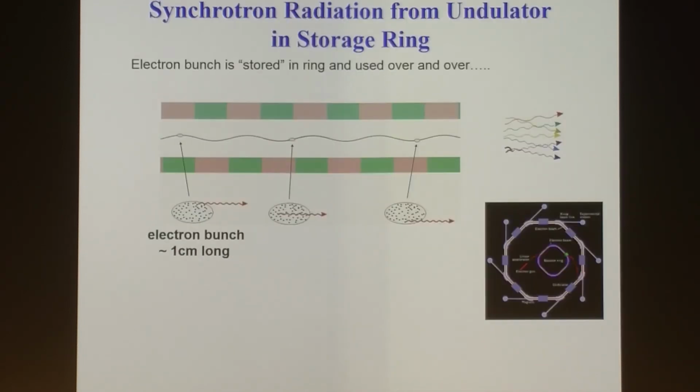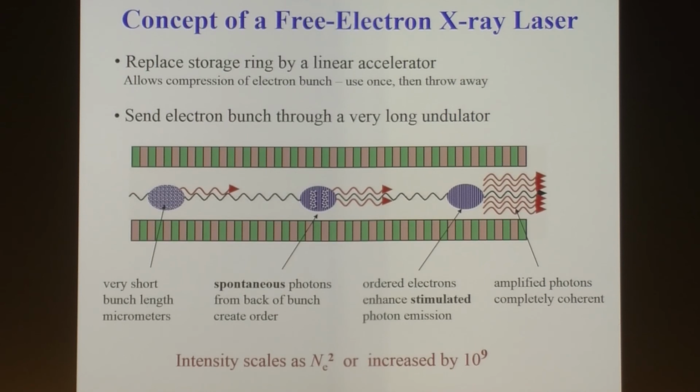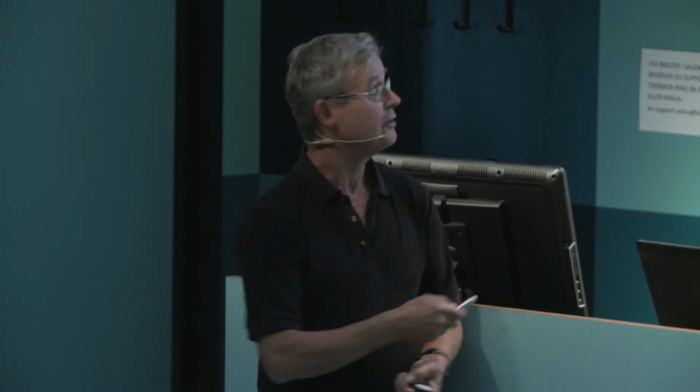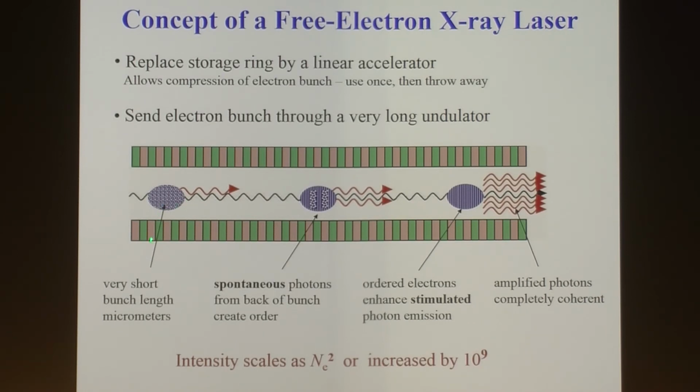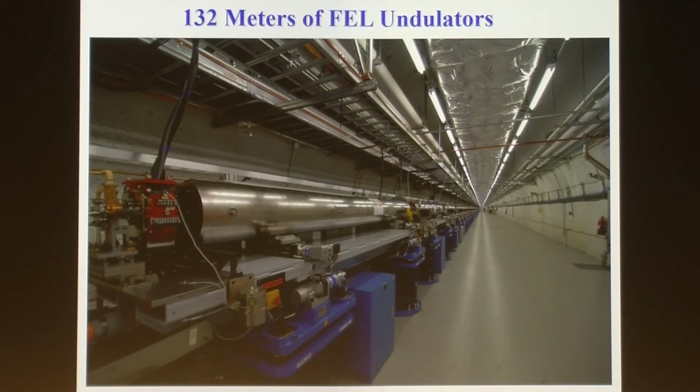5 to 500 femtoseconds. Now, the difference here, this would be what I showed before, the undulator, where you have north pole, south pole, and reverse. You inject the electrons, and they start to emit light. In the free electron laser, you have a very long undulator and shorter bunches of electrons. You get the emission, but then the emission starts to interact with the electrons, and the electrons in the bunch start to order themselves up. You get a lasing effect and an enormous enhancement, and this is what's being used now for the experiments. So here's the undulator hall. It's 132 meters long.